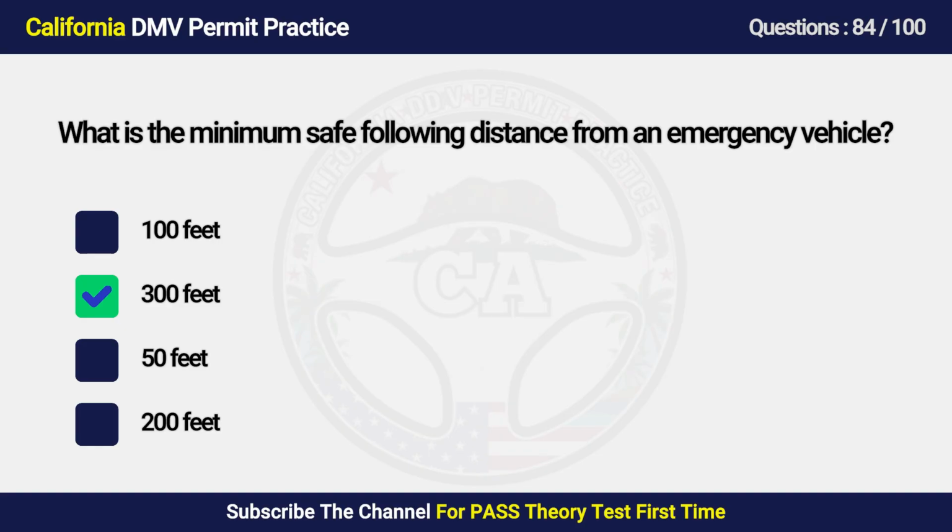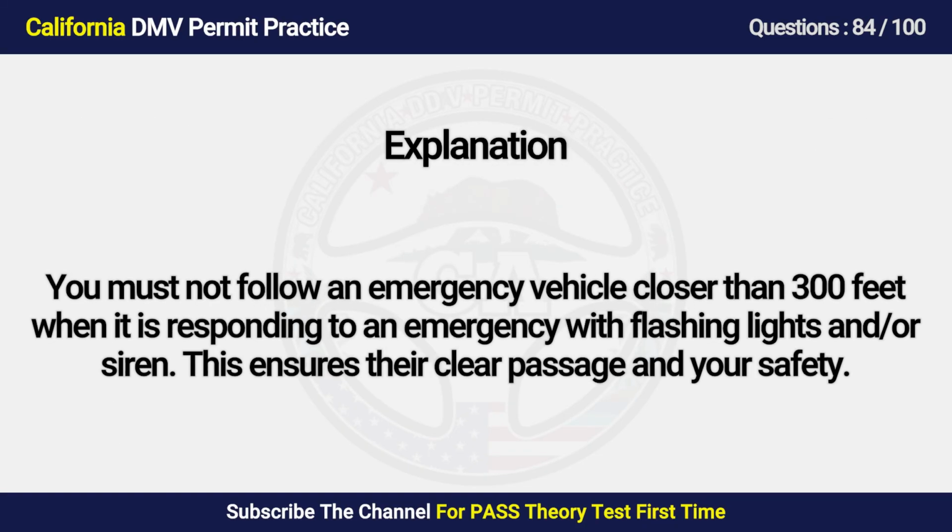Answer is B. 300 feet. You must not follow an emergency vehicle closer than 300 feet when it is responding to an emergency with flashing lights and siren. This ensures their clear passage and your safety.